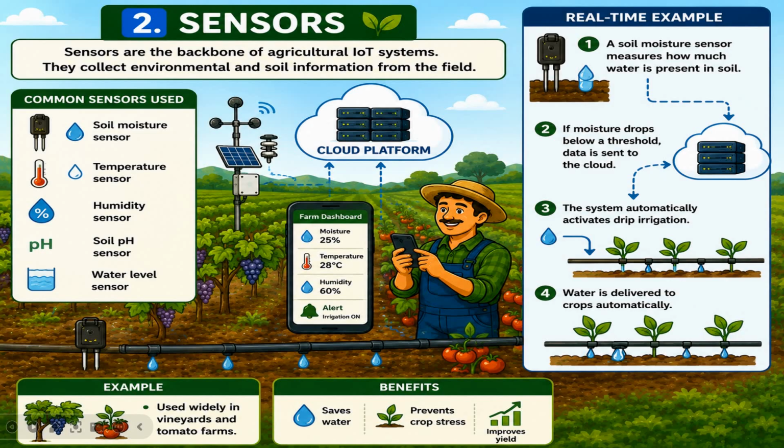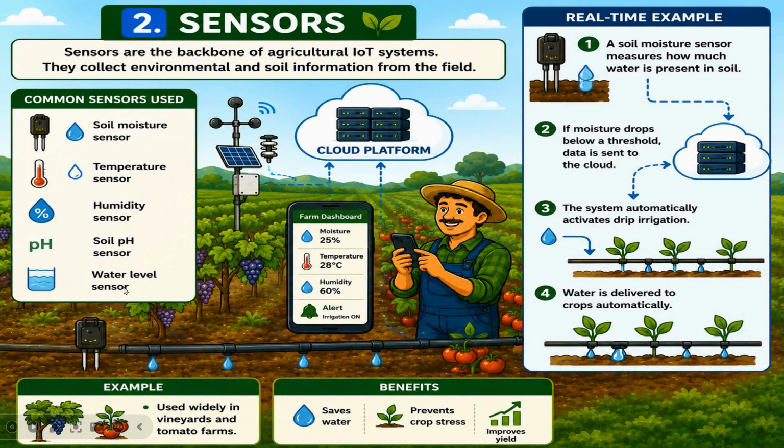Then comes the second component, that is the sensors. So here sensors are called the backbone of IoT systems, because they collect important information from the farm and help the farmers make better decisions. Here you can see there are different types of sensors which are used in agriculture.